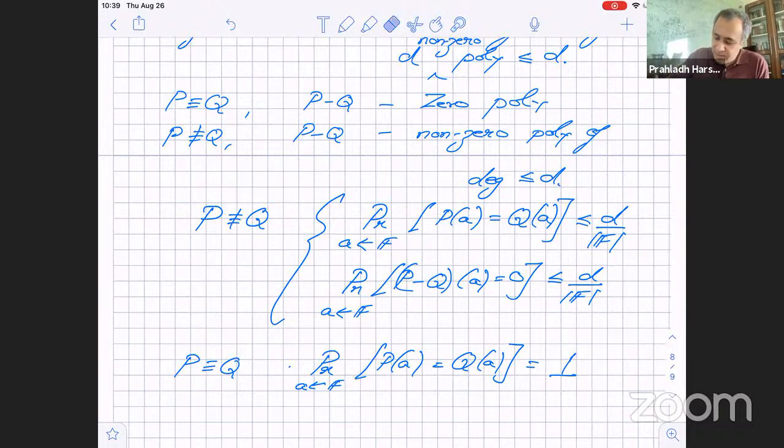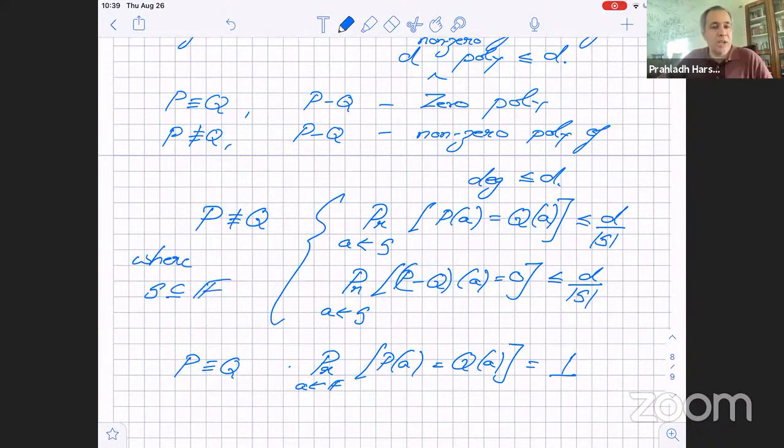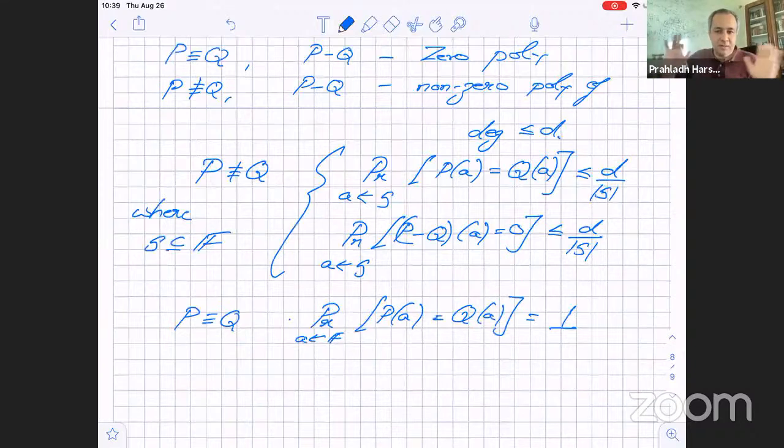By the way, this fact did not need, if you recall, that you picked a random point from the field. It could have been any subset of the field, because in the univariate case we knew there were at most d roots. Therefore, the number of places they can agree is at most d, out of the size of the subset. Okay, so this was the univariate setting.